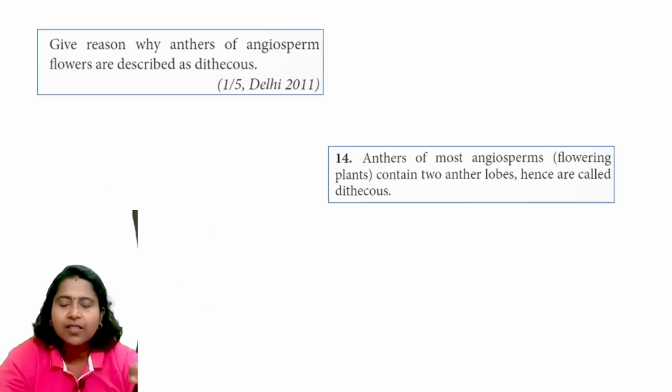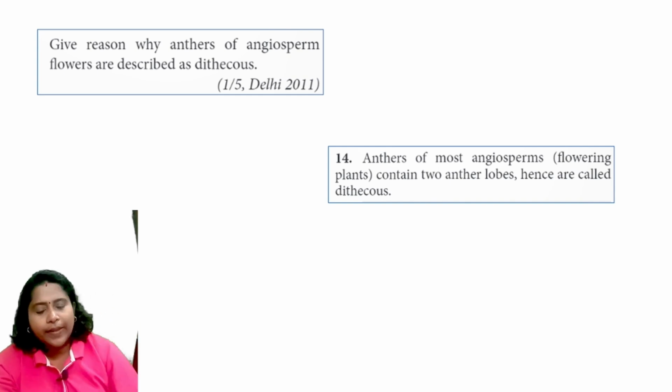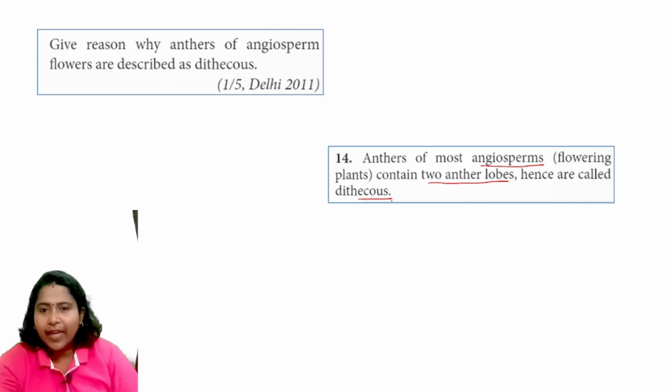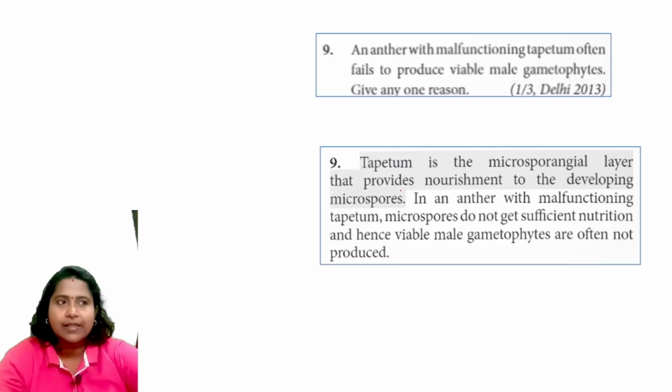Now, how will the questions come for the examination? See question number 1. Give reason why anthers or sporangia of angiosperm flowers are described as dithecous. I already told you that anthers of most of the angiosperms contain two anther lobes. That's the reason it is called dithecous. So two anther lobes, bilobed, and again inside they are having two theca. That's the reason it's called dithecous.